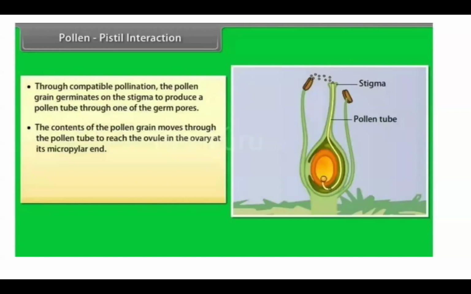In the pollen-pistil interaction, a compatibility check of the pollen grains is happening. So the pollen grains from the anther come onto the stigma. After that, only if it is compatible will the pollen tube enter into the style, and then it will reach the ovule in the ovary at the micropylar end.